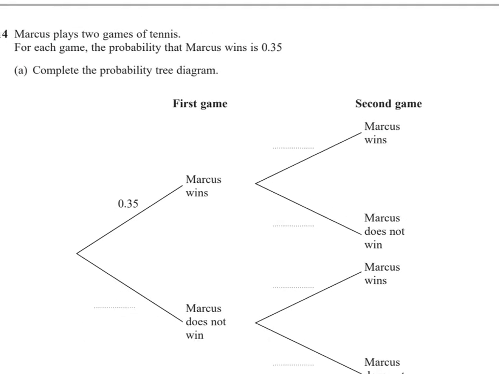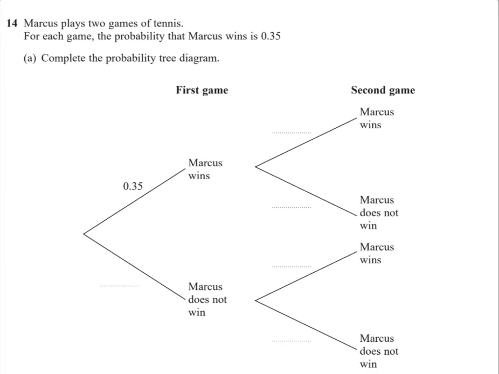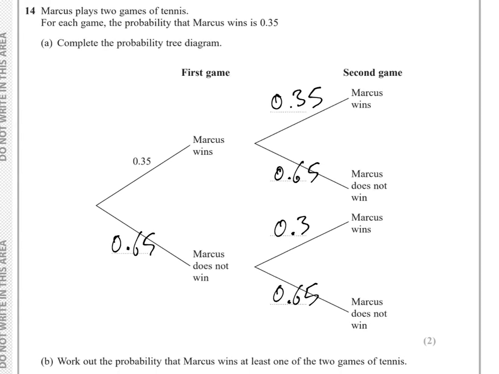Okay. Marcus plays 2 games of tennis. For each game, the probability that Marcus wins is 0.3. So, if Marcus wins, Marcus wins. If he doesn't win, he loses. So you get 0.7 for losing, 0.3 he wins. So sometimes this will change, but this one it tells us for each game.